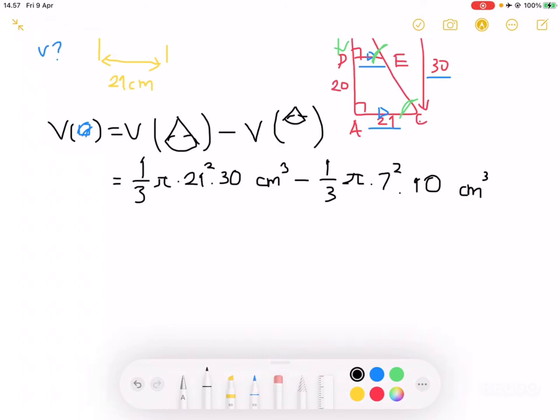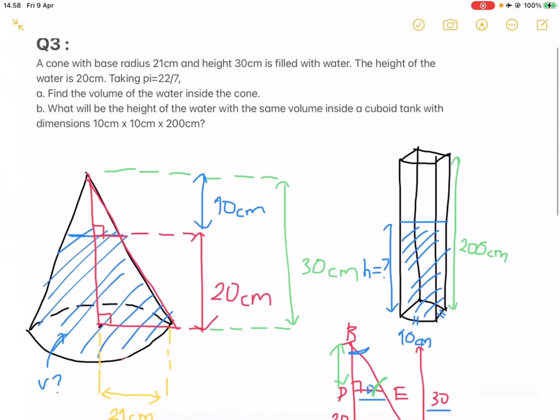And after you compute this, you'll get an answer of 40,040 over 3 centimeters cubed, after we've taken the approximation of pi to be 22/7 and do all of the arithmetic there. So let me just recheck my answers. Yep, so this is the answer. Alright, so that's part A done.